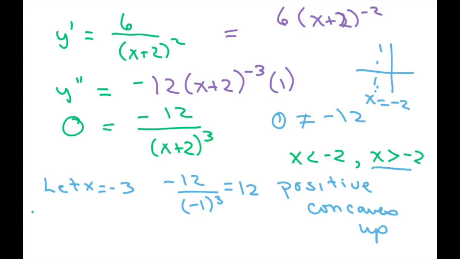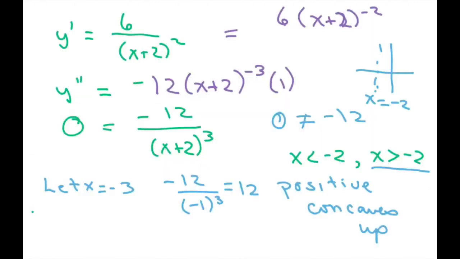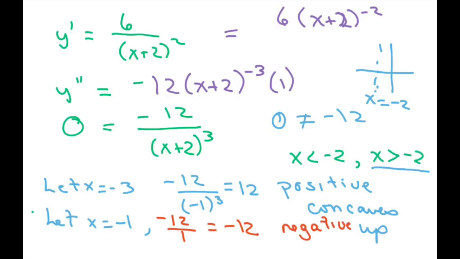All right, so for greater than negative 2, I'm going to plug in, say, negative 1. So let x equal negative 1. When you plug that in, you're going to get negative 12 over negative 1 plus 2, which is 1. So that's negative. Since that's a negative number, it means it concaves downward.